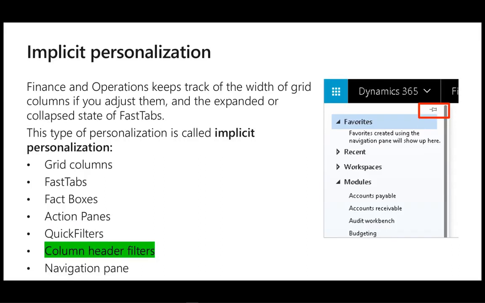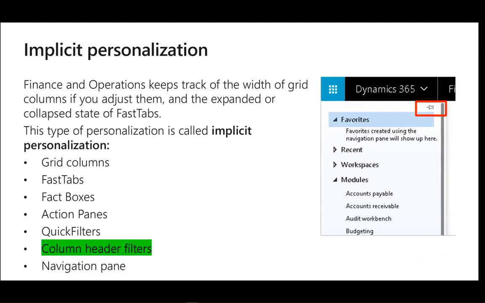Column header filters. When we filter a grid by using a column header filter, we can change the filter operator as needed to find the data that we want. For example, we can change the operator from "begins with" to "is exactly". Every time that we use the column header filter and modify the filter operator, Dynamics 365 Finance and Operations stores the change.